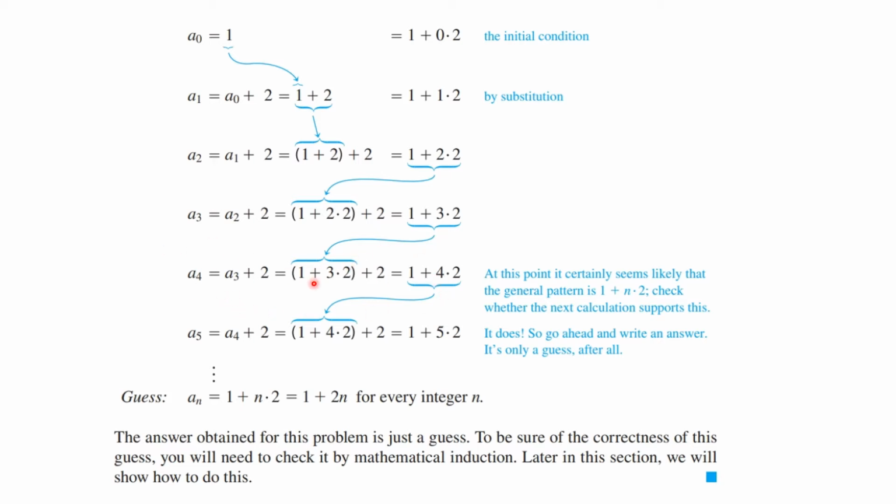Now, if you look at this pattern, you notice that the number 4, for example, appears here, the number 3 appears here, the number 5 appears over here, and so on and so forth. So it's reasonable for you to guess that a_n is equal to 1 plus n times 2, and we would usually write that as 1 plus 2n for every integer n. So now this is just a guess, but to prove this we could use math induction, and later in this section we'll show you how to do this, not necessarily on this problem, but on a different problem.